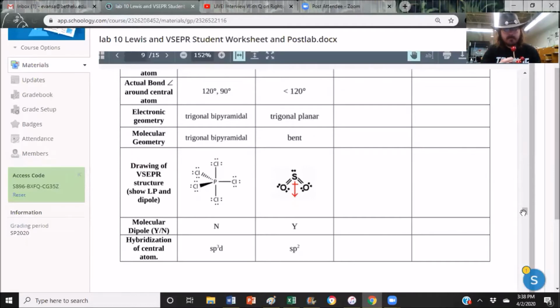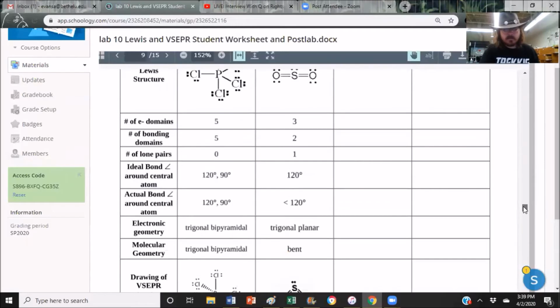Hybridization. 5 things coming off. If you look at the hybridization table, it says sp3d for this guy. So there is our structure.